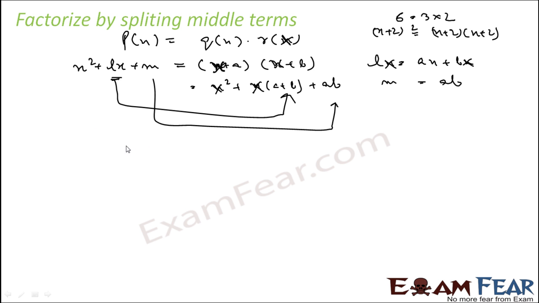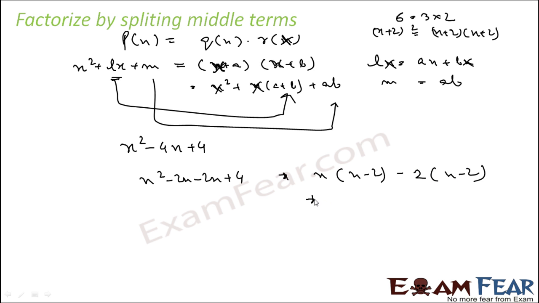Okay, for example, if I have to split x square minus 4x plus 4, so I'll split this into x square minus 2x minus 2x plus 4, right? 2 into 2 is 4, and 2 plus 2 is minus 2 into minus 2 is plus 4, and minus 2 plus minus 2 is this one. This becomes x into x minus 2 minus 2 into x minus 2. So this becomes x minus 2 into x minus 2.